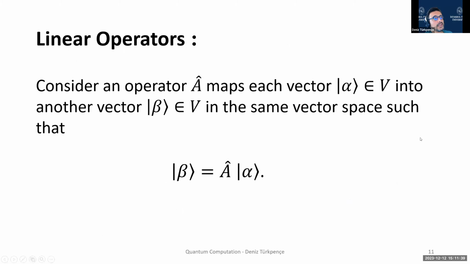We should also talk about linear operators because quantum mechanics is a linear theory. Okay? And our operators should also be linear. So what is a linear operator? Consider an operator A that maps each vector alpha in a vector space into another vector in the same vector space, such that beta equals A multiplied by alpha. So this means that if I apply an operator to alpha, I obtain another vector. This maps alpha into another vector, but in the same vector space. So this is not the definition of linearity. This is just the initial assumption for us. Beta equals A alpha.